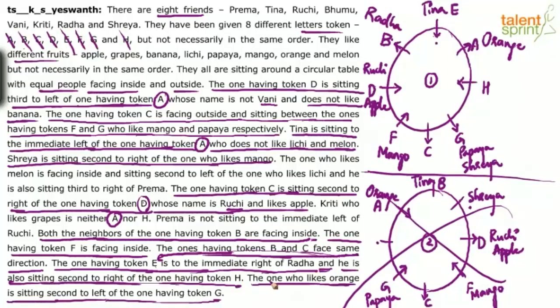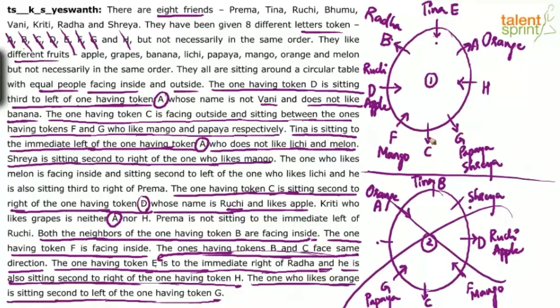Right? What is given? The one who likes melon is facing inside and sitting second to the left of the one who likes lychee, and is also sitting third to the right of Prema. Kriti likes grapes. Let's use this. I think this can be fixed now. Kriti who likes grapes is neither A nor H. Kriti and grapes have to come together.